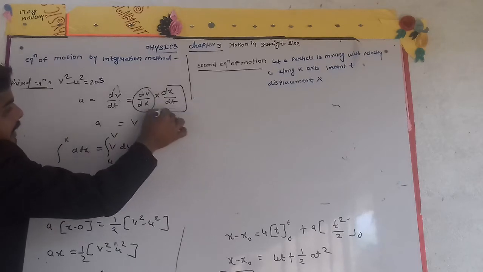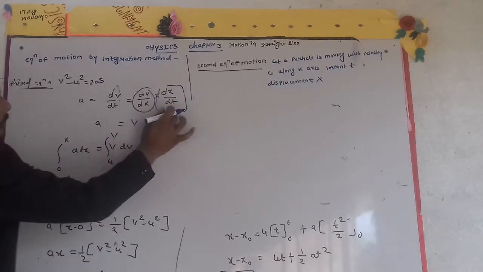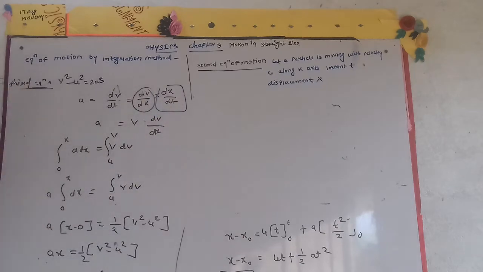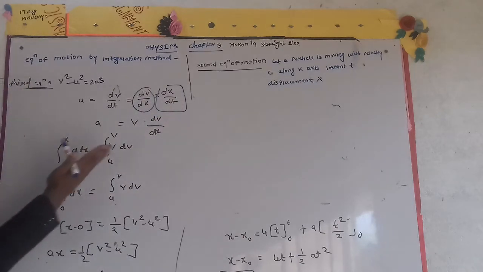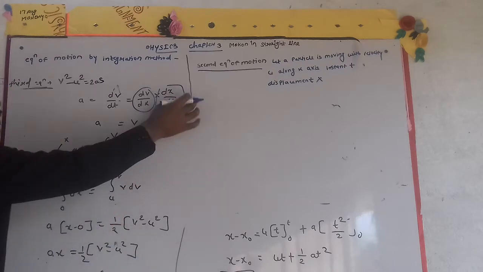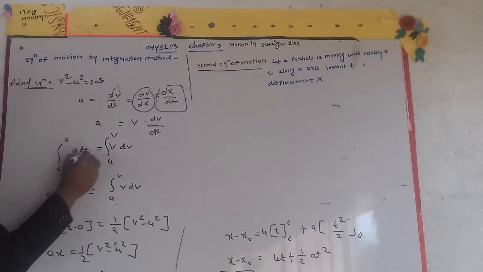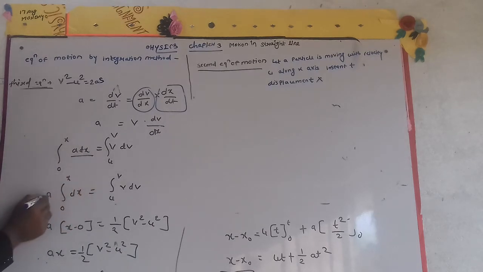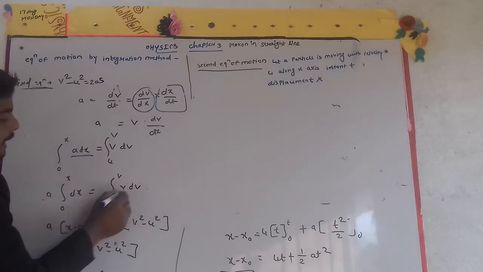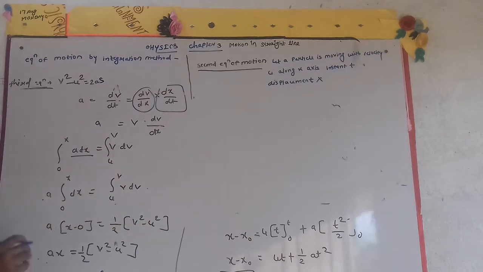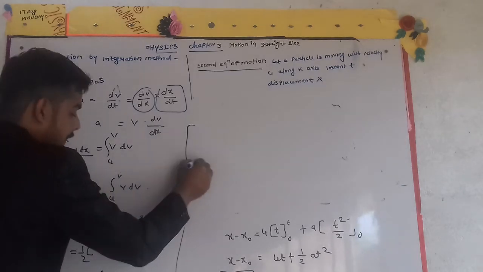We know that the rate of change of displacement is velocity, so in place of dx upon dt we can write v, giving a equal to v dv upon dx. Again I will repeat that displacement changes from 0 to x and velocity changes from u to v. So we write a dx equal to v dv; a is a constant so we take it outside. The integration of dx is x, putting the limits upper minus lower.